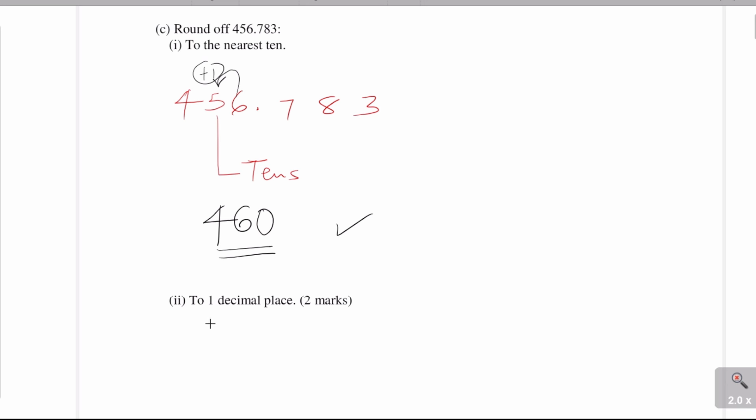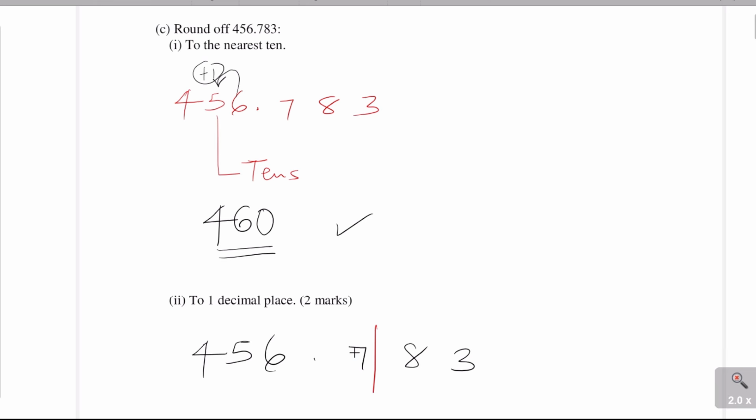Correct to one decimal place. The number is 456.783. Correct to one decimal place means we need this number. The way it is, it is correct to 3 decimal places. We count the decimal places from the decimal point. How many numbers are there? You can see there are 3. So therefore, if we want to round it to correct one decimal place, we need it up to that point.